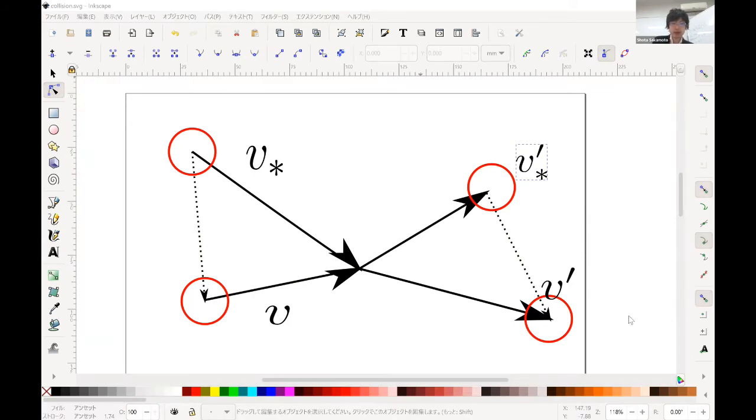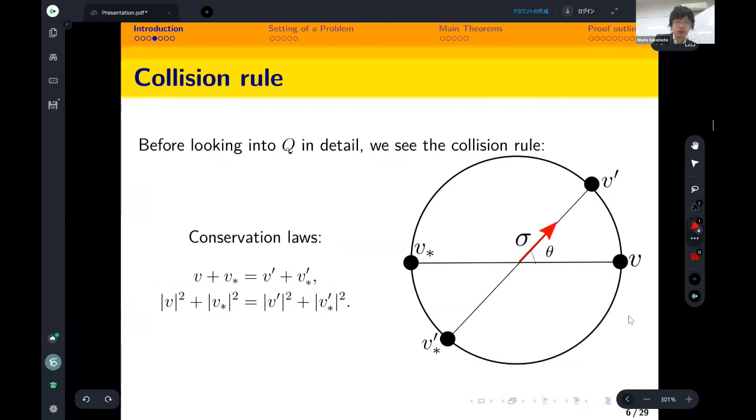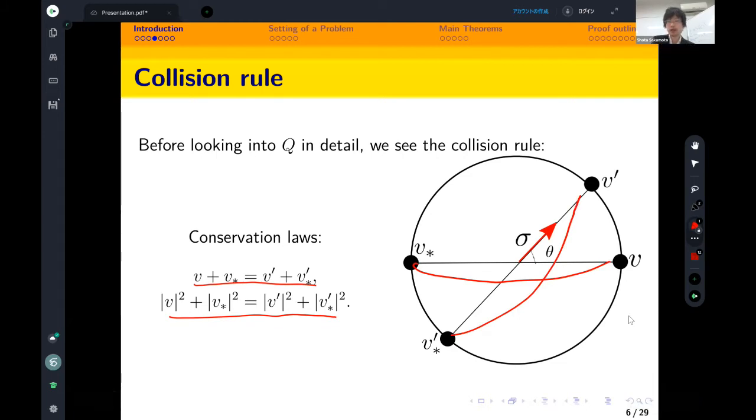We can find that by the conservation laws of momentum and energy, the four vectors v, v_*, v', and v_*' should be on the same circle because they share the same relative velocity. This one and this one share the same midpoint, and they are the same length. So they're on the same circle.